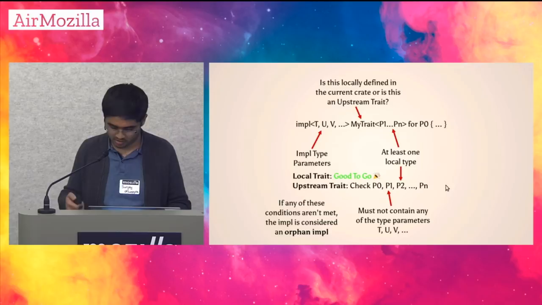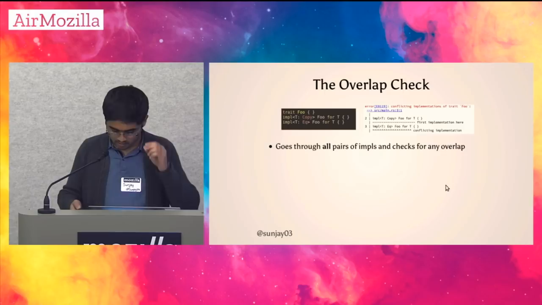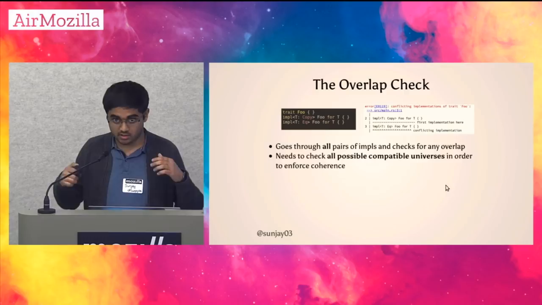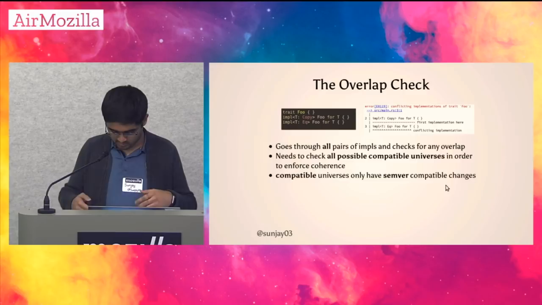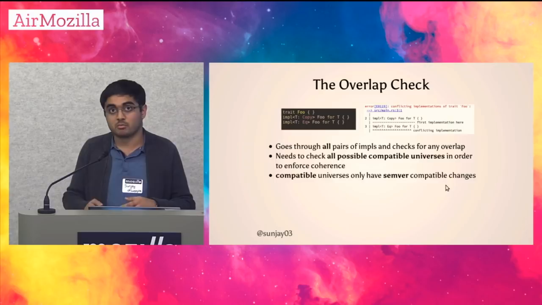The other part of coherence in Rust is the overlap check. This goes through all pairs of impls and checks for any overlap between them. The tricky part about this is that in order to enforce coherence, we have to be able to check all possible impls in the entire universe. In other words, we need to be able to check any impls that could exist in any compatible world. And the reason that we're only interested in impls in semver-compatible worlds is because if we tried to just support everything, our rules would be way too restrictive.